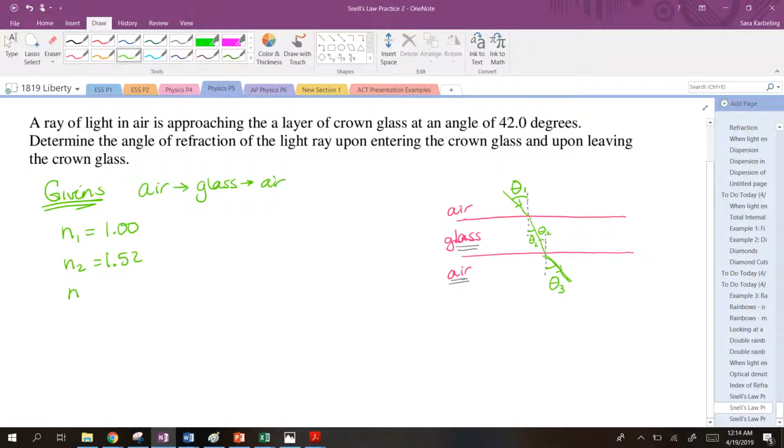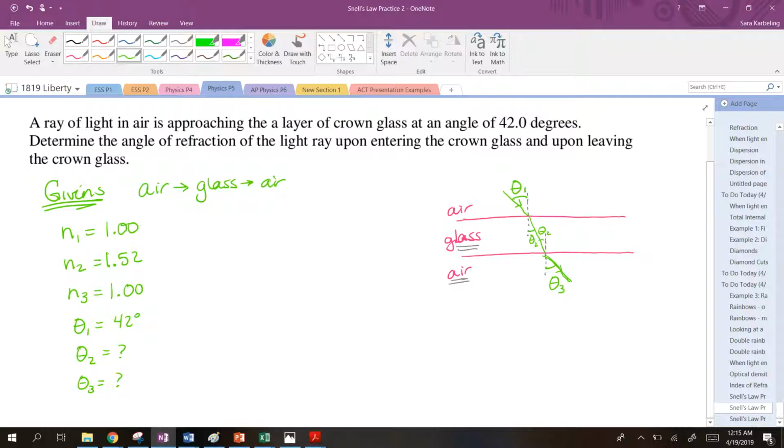And then it's going to go back into air. So N3 is going to be the same as N1. It's going to be 1. Okay. We know that theta 1 is 42 degrees, it told us. And we're looking for both theta 2 and theta 3.